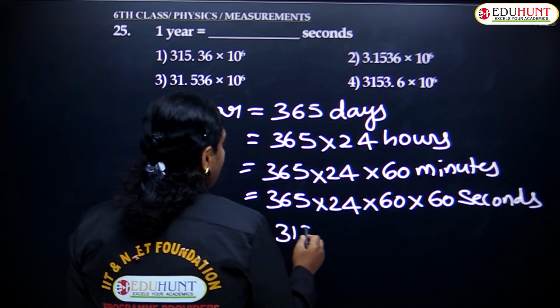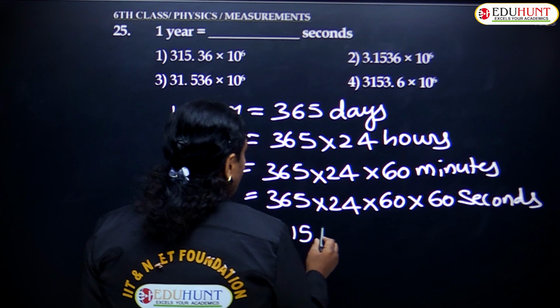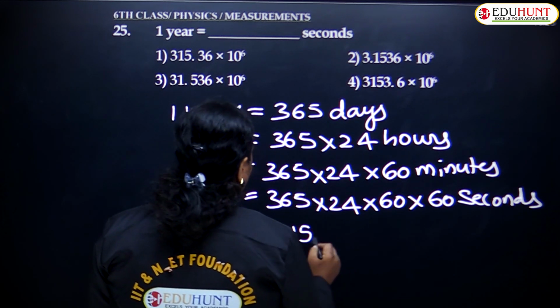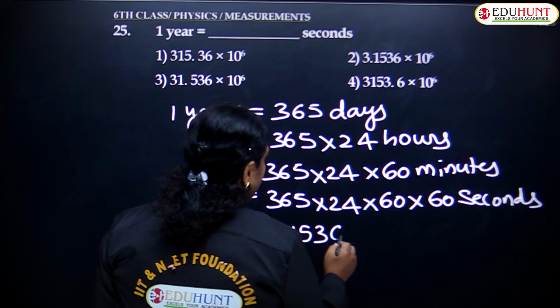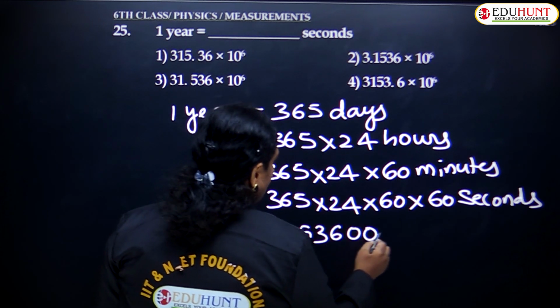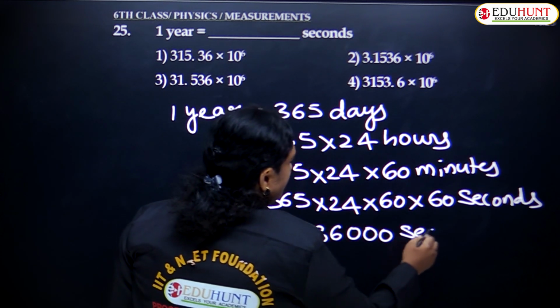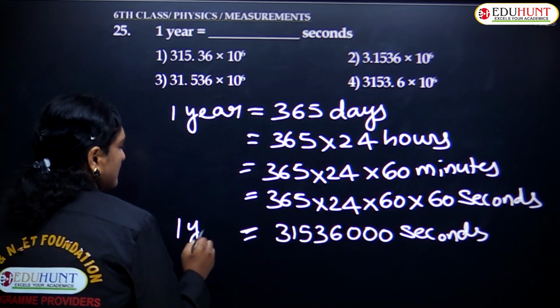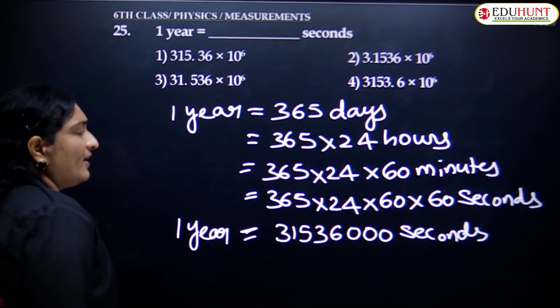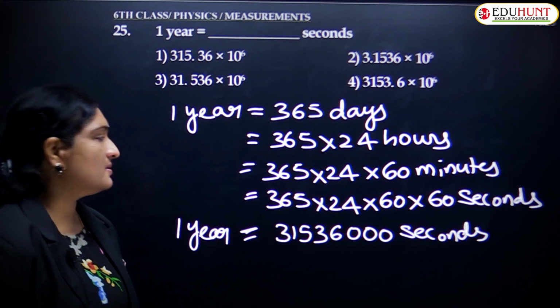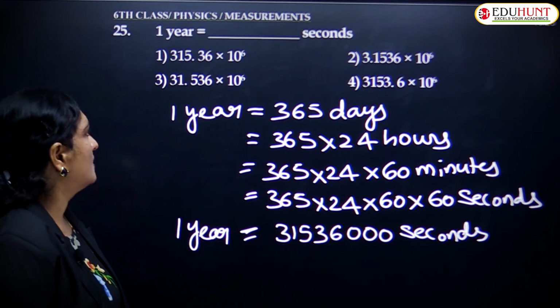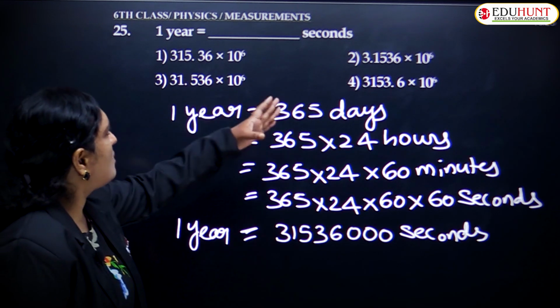You may get the value as 315... I don't think so. 3153600 seconds. Did you multiply this, children? Yes. Find out the answer. You may get this answer as 3153600. Now again check back the options.